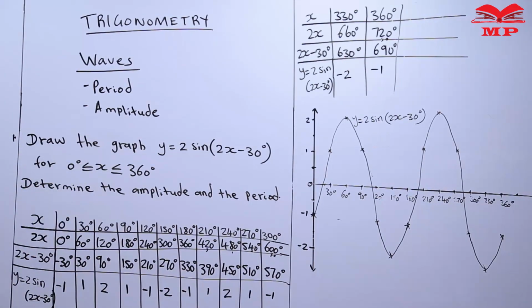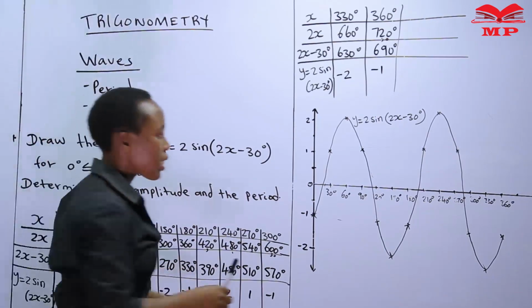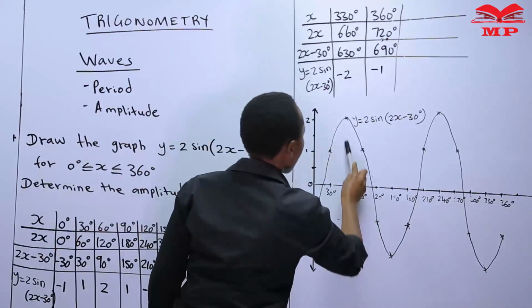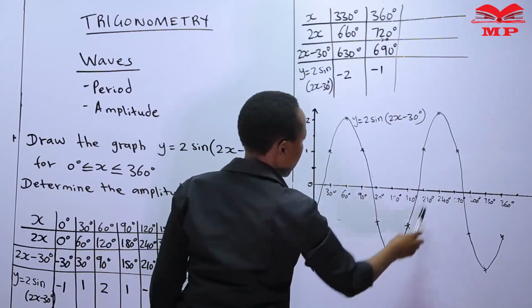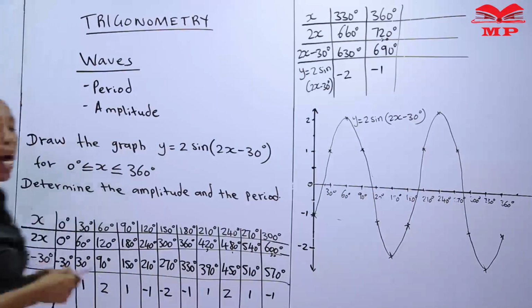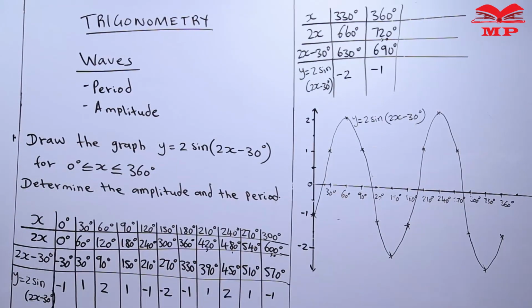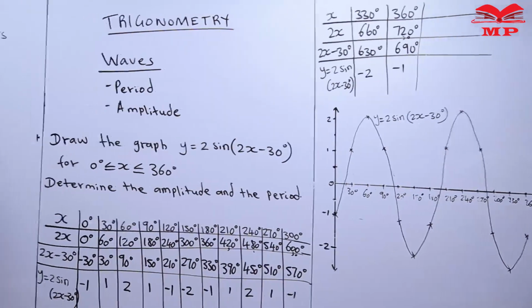So we can start with the amplitude. The amplitude, which is the maximum displacement from the x-axis. So from this point here, the maximum we have 2. On the other side, the same. So our amplitude will be 2 units.